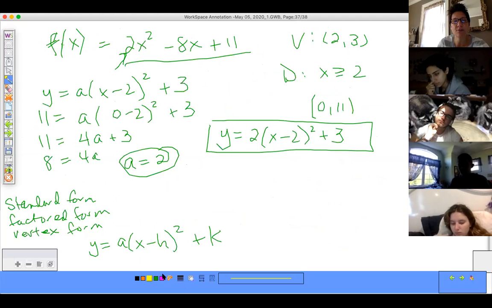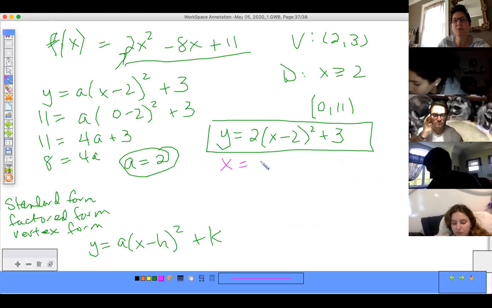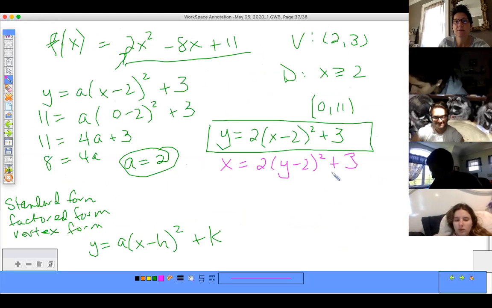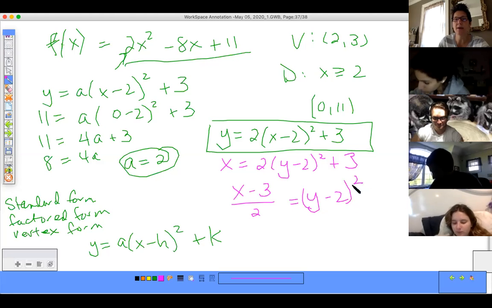So then that way we could go ahead and find the inverse of this function. And how do we find the inverse? First thing we've got to do: switch the y and the x. Switch x and y. Very good. So we're going to switch x and y, and then we're going to solve for y. Solving for y, first thing we're going to subtract 3 and then divide by 2. Good, so x minus 3 divided by 2 is equal to y minus 2 squared, right? Because I subtracted 3 and then divided this 2 out.